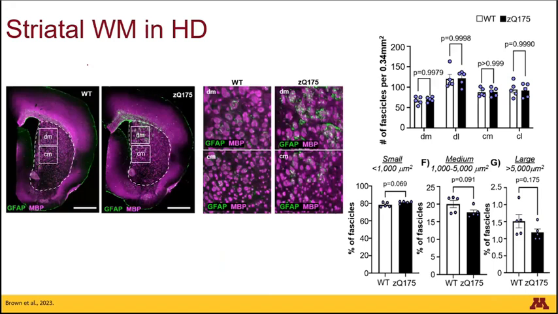To dig a little bit deeper into the fascicles themselves, we counted up fascicles and measured their size. So up here, I am showing that the number of fascicles is not significantly different in any region of the striatum. Down here, we looked at fascicle size throughout the whole striatum, and we broke them up into size categories, small, medium, and large. And we did not reach significance here, but there is a possible trend towards smaller fascicles in the HD mice, towards more smaller fascicles.